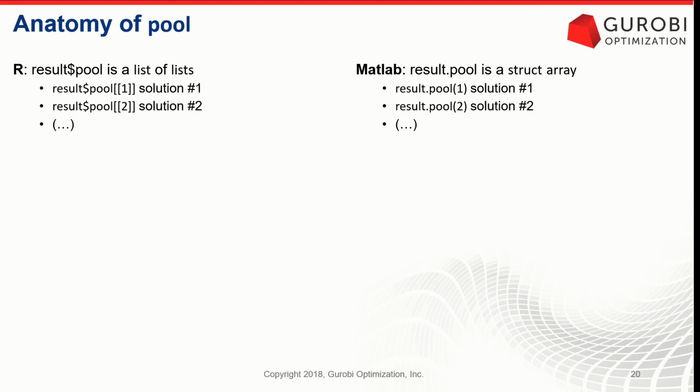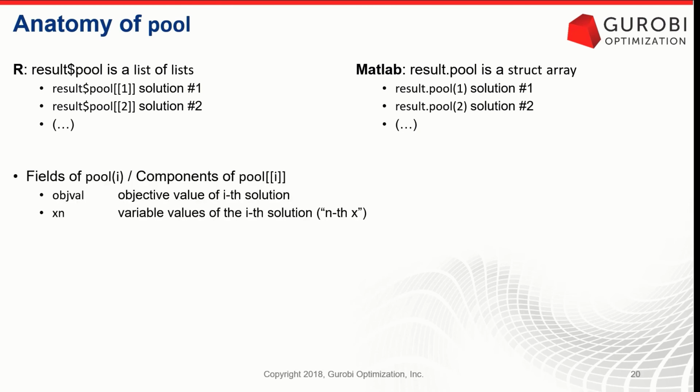So here the resulting data structure is a struct array, and this array enumerates all the solutions in the solution pool. The fields of each individual entry in the pool are the objective value of the corresponding solution and the variable values. So this is the xn, the nth x.